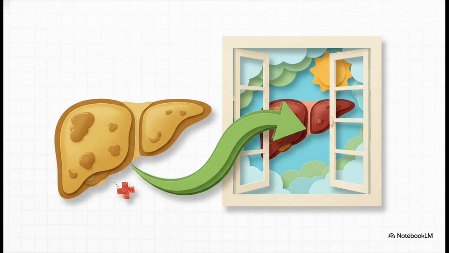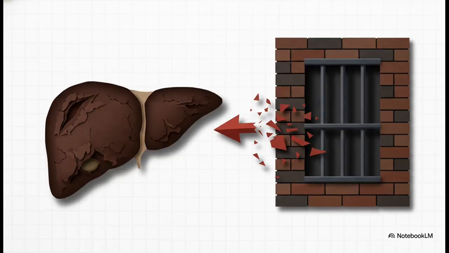Remember, stage 1, fatty liver, is totally reversible if you stop the alcohol. That is the critical window to intervene. But once you get to cirrhosis, that's it. It's irreversible. Our whole goal is to stop people from ever getting to this stage.